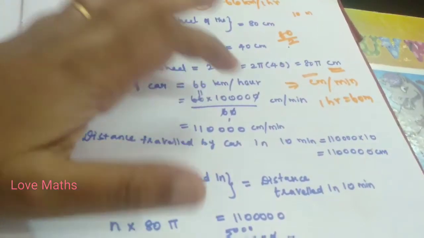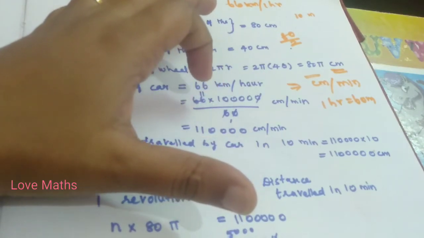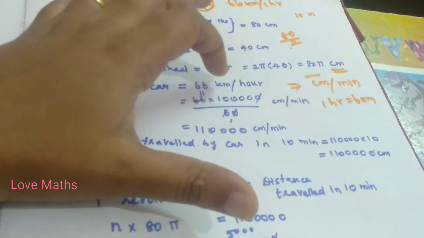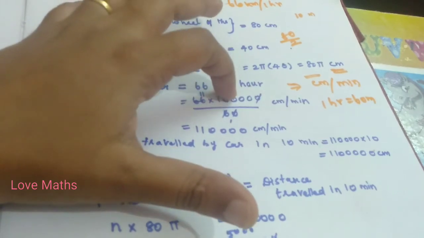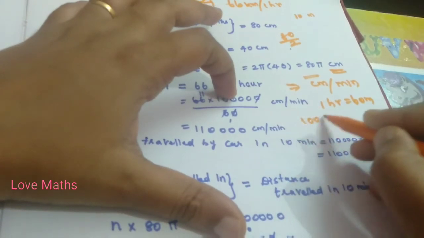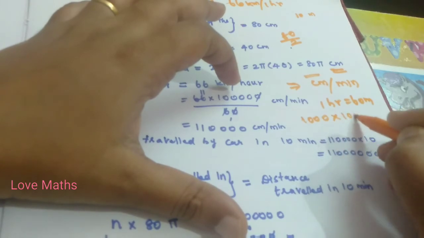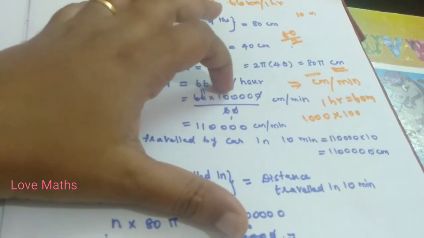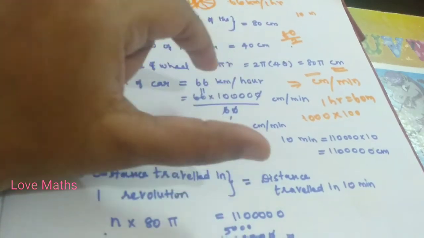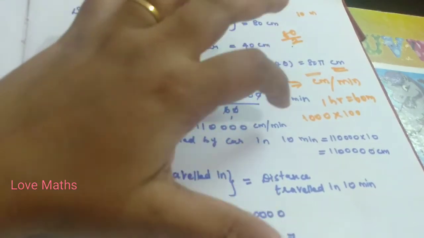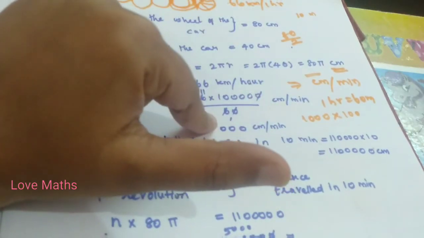Then 1 kilometer converted to centimeter comes to 1 lakh. Because 1 kilometer means 1000 meters, and meter converted into centimeter is 100. So multiplying these, you get 1 lakh. Then hour converted to minute is 60. This means kilometer divided by hour becomes centimeter divided by minutes.